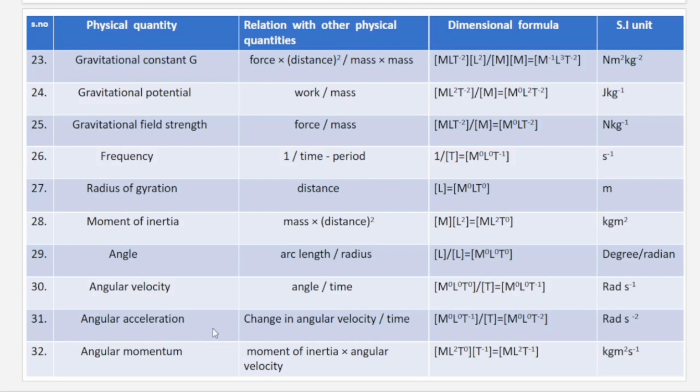Angular acceleration is change in angular velocity by time. Change in angular velocity is M^0 L^0 T^-1, time is T, so we get M^0 L^0 T^-2. Angular momentum is moment of inertia into angular velocity. Moment of inertia is M L^2 T^0 and angular velocity is T^-1. We get M L^2 T^-1.